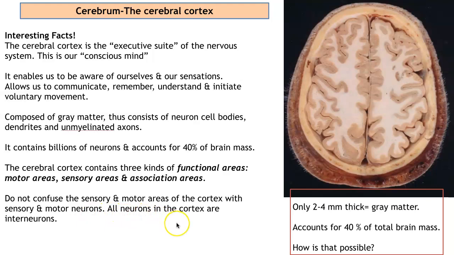All the neurons in the cortex are interneurons. Where do sensory neurons live? The ones we've talked about are in the dorsal root ganglion. Yes, they're in the PNS. Where are motor neurons? They are in the gray matter of the spinal cord. So everything in the gray matter here, they're all interneurons. Each interneuron can talk to thousands and thousands of other interneurons all at the same time.